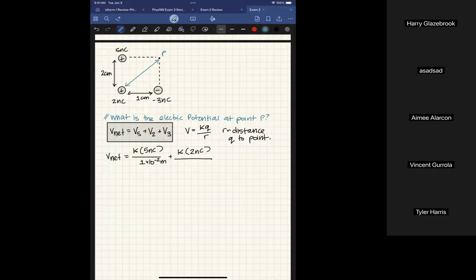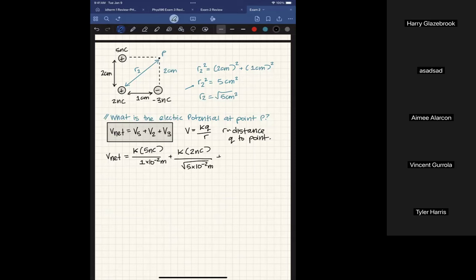If I use Pythagorean theorem, this side is 2 centimeters, this side is 1 centimeter. So that just means that R2 squared equals 2 centimeters squared plus 1 centimeter squared. So R2 squared just equals 5 centimeters squared. R2 is square root of 5 centimeters. So square root of 5 times 10 to the negative 2 meters.